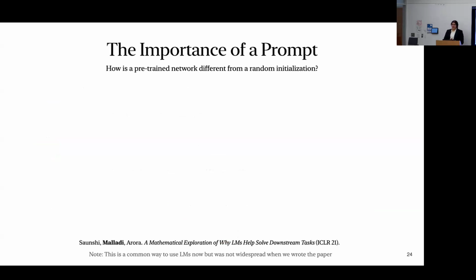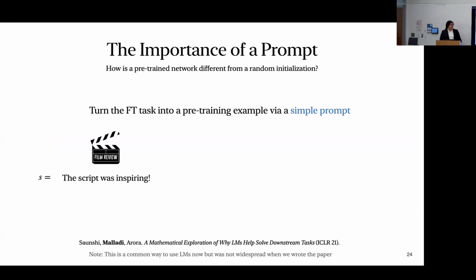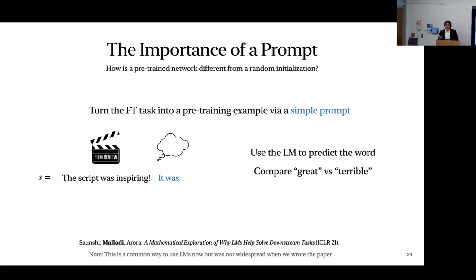Okay, so let's start by just asking, how is it any different to start from a pre-trained network versus a randomly initialized network? This is, after all, one big key difference in fine-tuning versus ordinary training. What we do is we say that we can turn the downstream task into a pre-training example via a simple prompt. So let's see how that works. We have this movie review again, the script was inspiring. And now we just add a prompt, it was. And if we use our language model to predict the word that can follow this, then we can compare the probabilities assigned to great versus terrible, for example, and get the language model's prediction of what the sentiment was for this movie review.